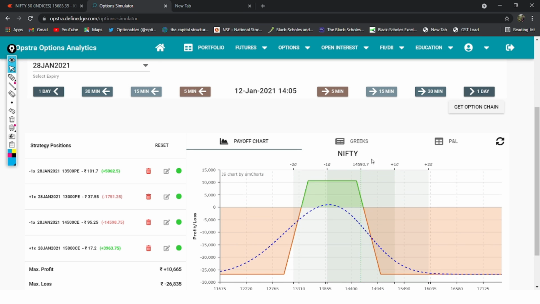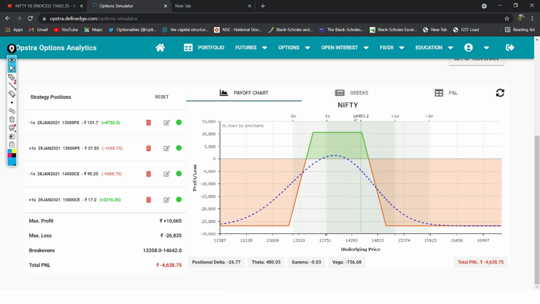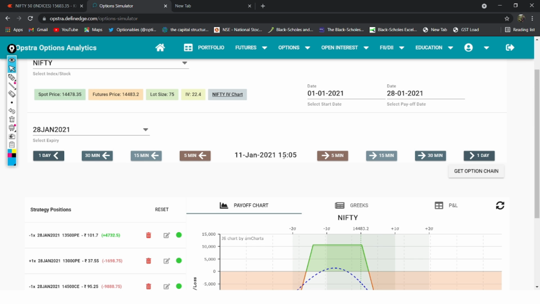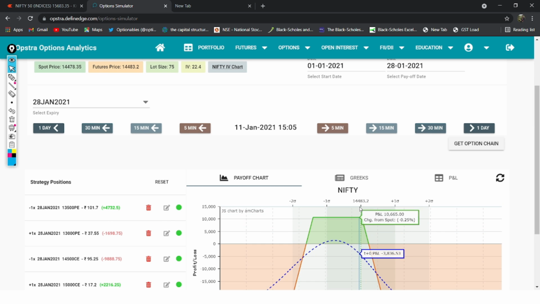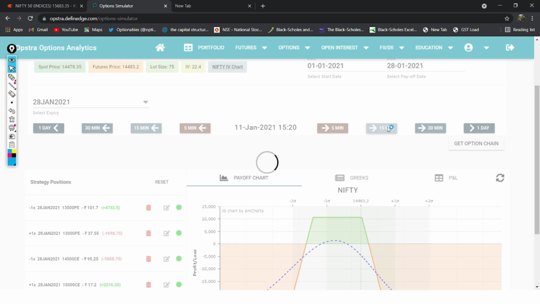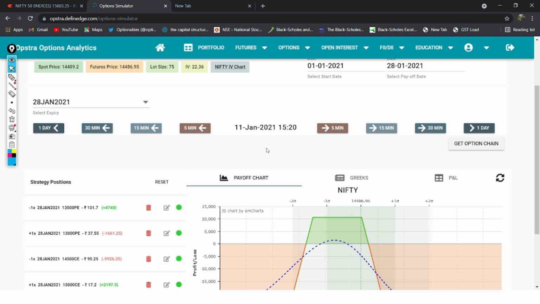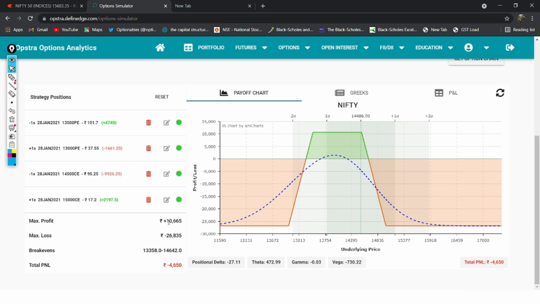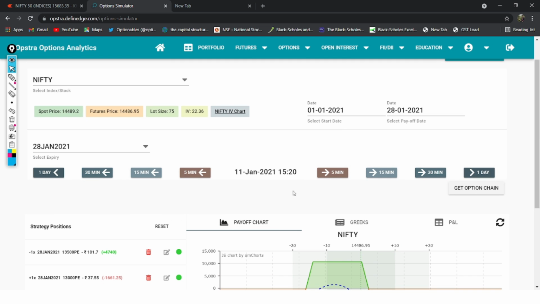Right. On this day, let me come one day back. You can see that right here on 11 Jan, 3 o'clock, we have touched 14,483. So it is almost the end of the day. Let me go 15 minutes ahead. So 14,486, it's the end of the day and I am going to do my adjustment. So what adjustment am I going to do? First adjustment: we are currently at 13,500 and 14,500.